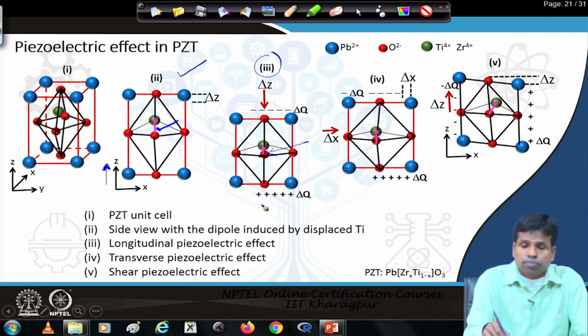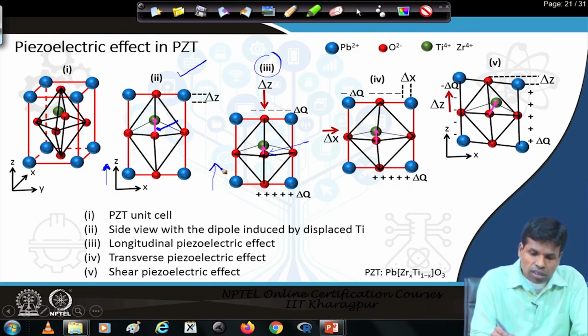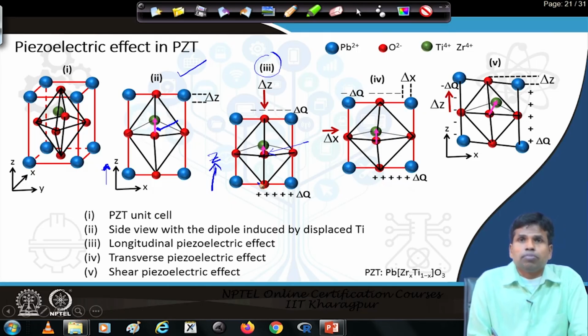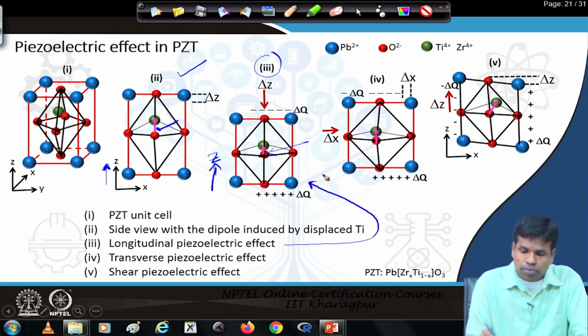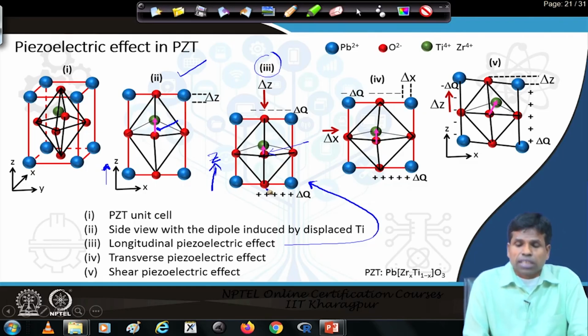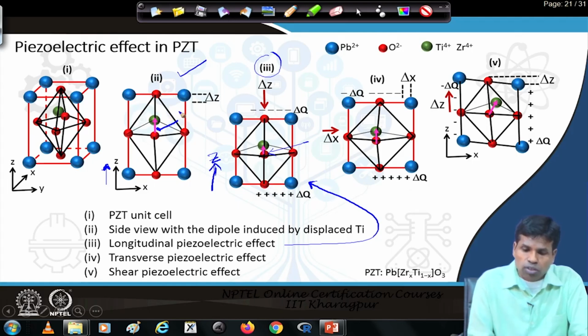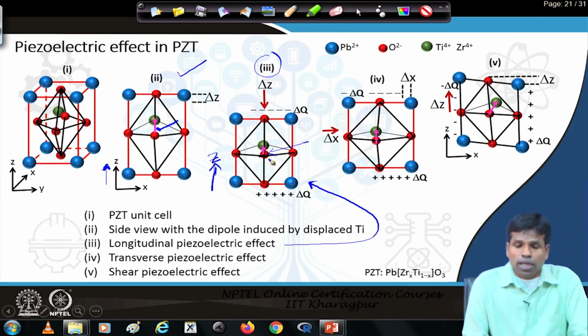The z direction is the poling direction. As I told, the z direction was the poling direction. When strain is applied along the same direction as the poling, this is called the longitudinal piezoelectric effect. Here compression is done in the z axis, the same axis along which the poling was done. That is why it is called the longitudinal piezoelectric effect, and that process will also have surface charges which will be reduced compared to the second case, but we still have an electric dipole moment.